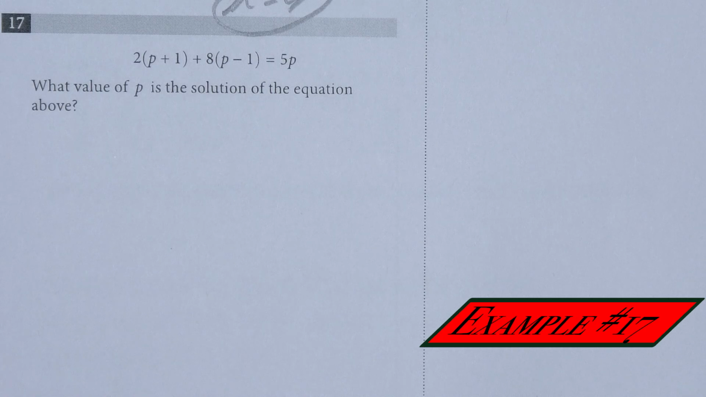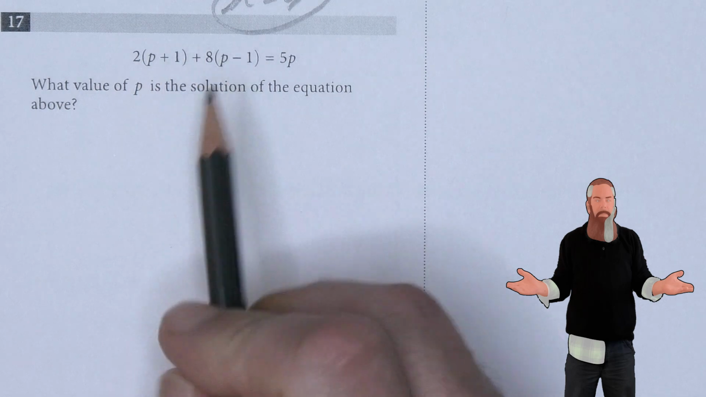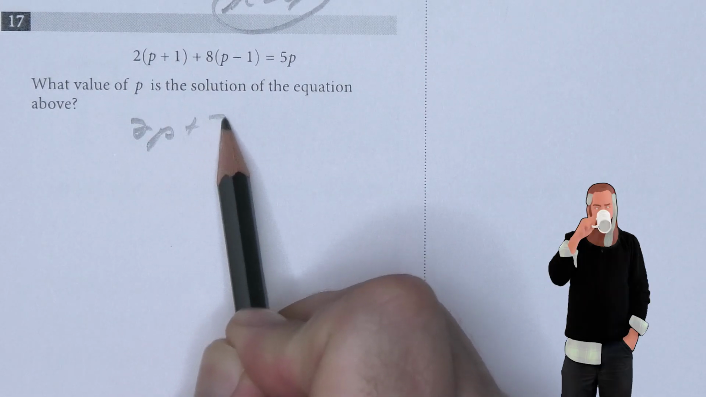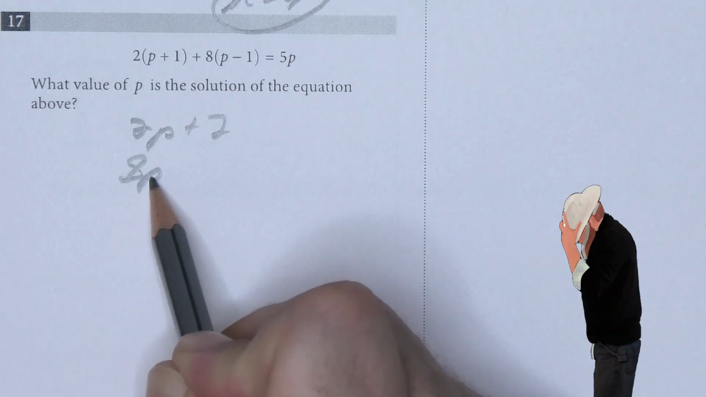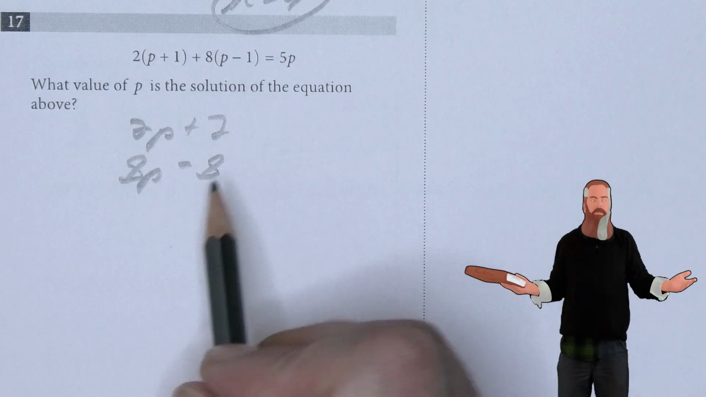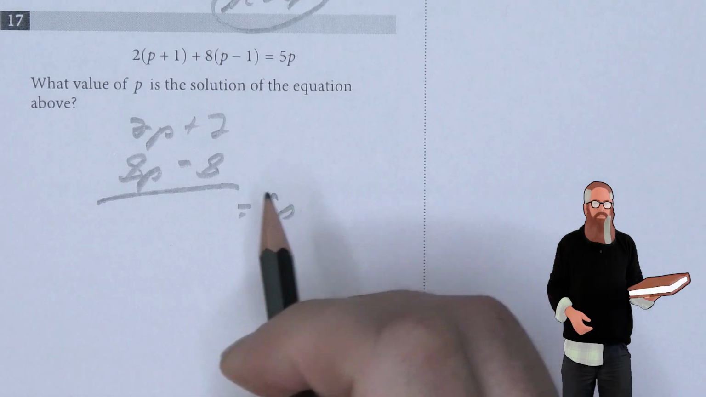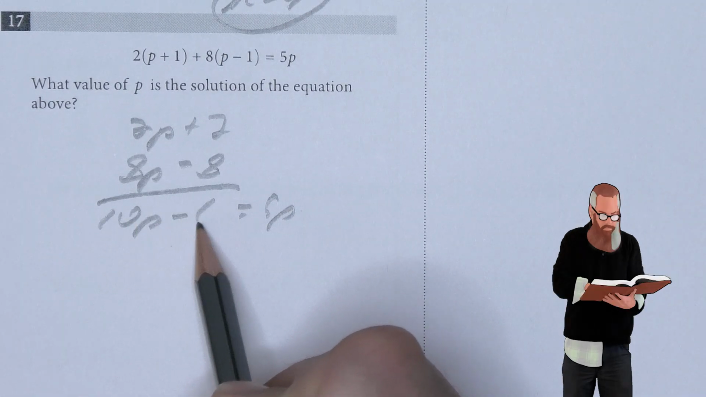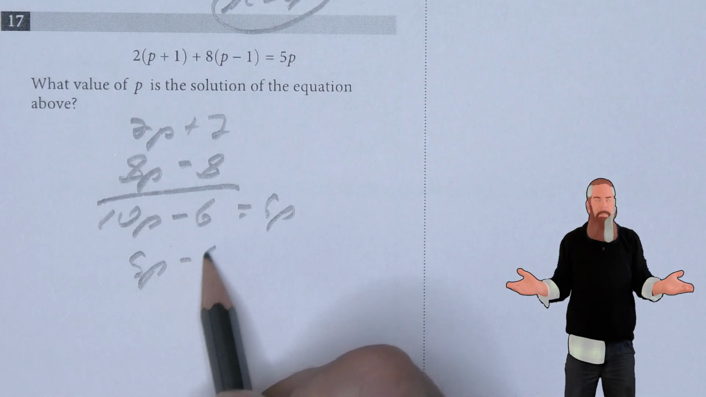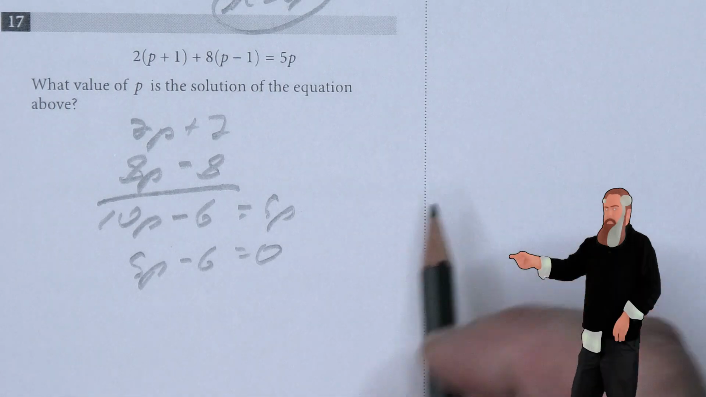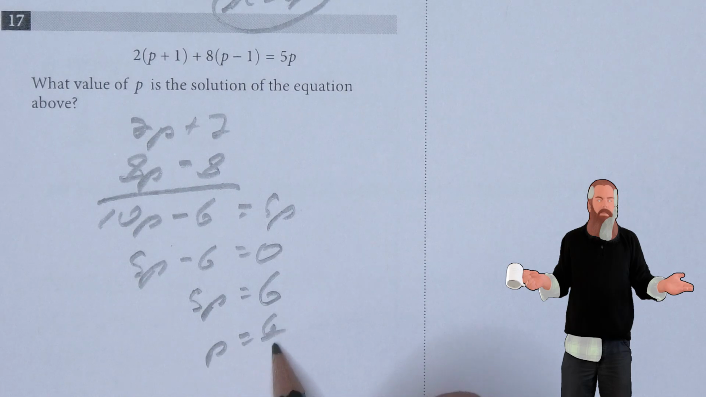What value of P is the solution of the equation above? So we're going to simply distribute and get rid of parentheses to say 2P plus 2. Distribute these, but I'm also going to stack them underneath so that I have 8P minus 8. And this would, after being combined, give me N equals 5P. So I have 10P minus 6, or by subtracting 5 from both sides, I get 5P minus 6 is equal to 0. Meaning 5P is equal to a positive 6, or P is 6/5.